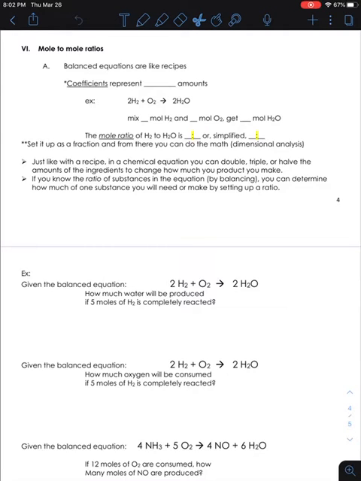So let's start with your mole to mole ratios. When we look at balanced equations, they're kind of like the recipes of this chemistry cookbook. These coefficients represent the amounts that we're going to put in. However, we're not going to put them in gram amounts. We're going to put them in the mole amount.